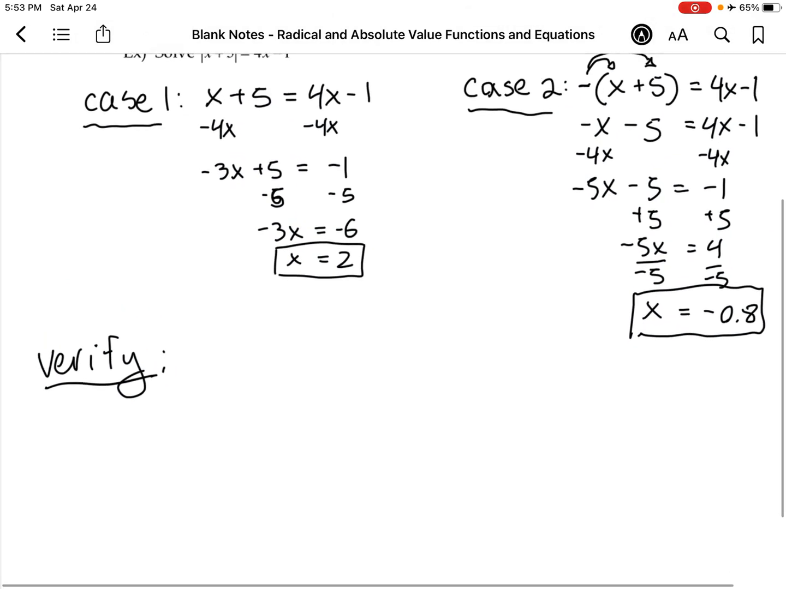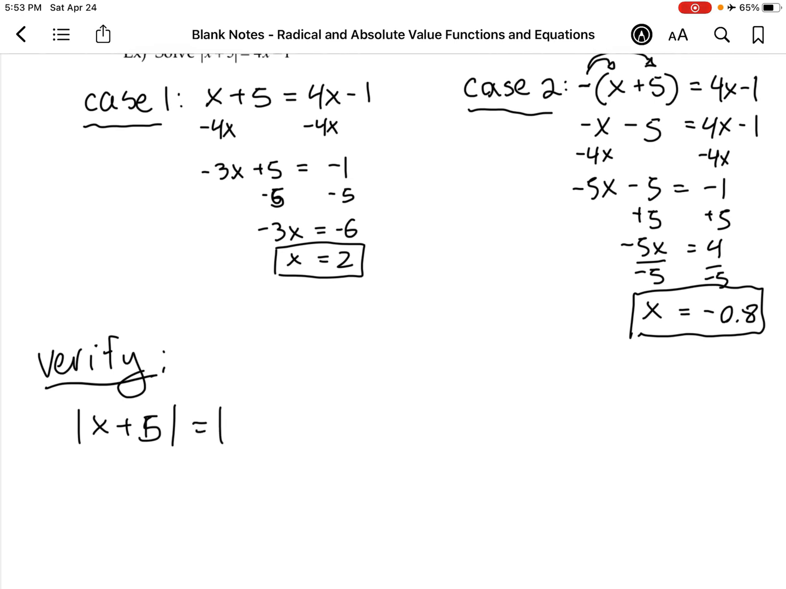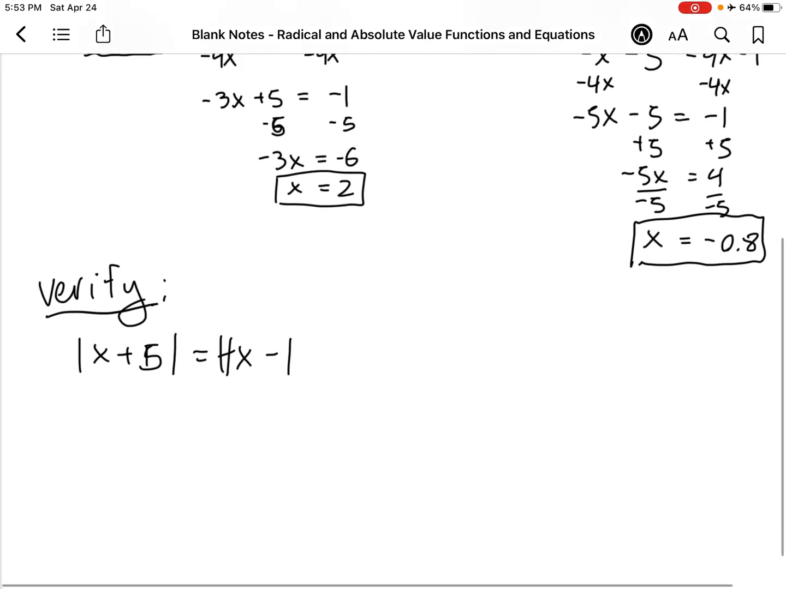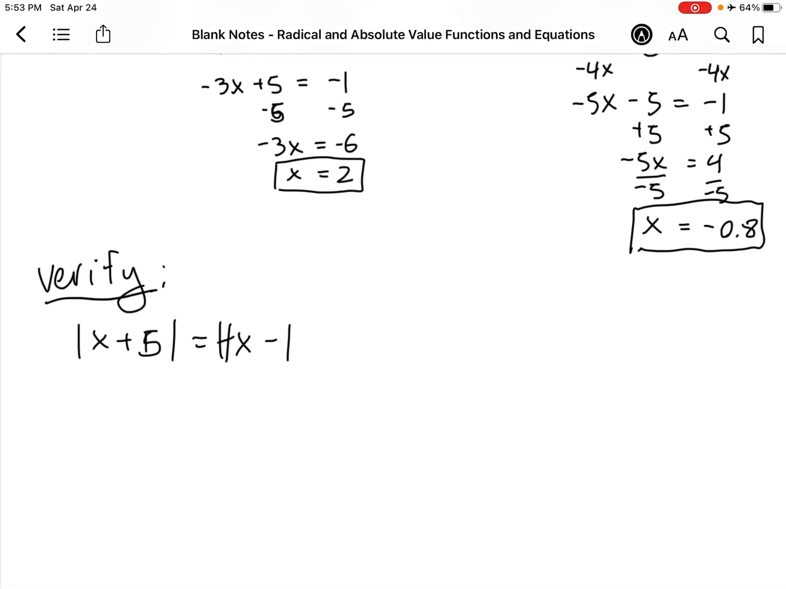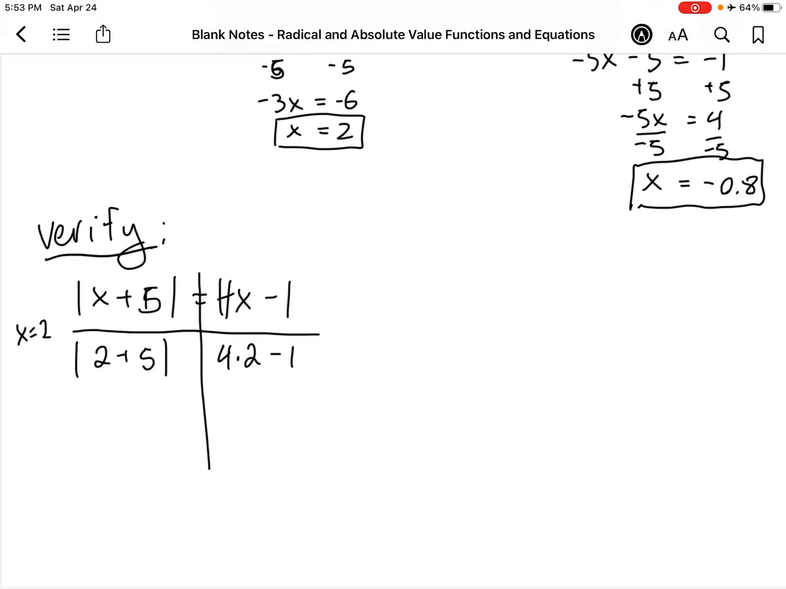All right, my original equation was the absolute value of x plus 5 equals 4x minus 1. And let's say I'm checking out x equals 2 first. So I'm going to check the absolute value of 2 plus 5, and I'm also going to check 4 times 2 minus 1. On the left side, I'm going to get the absolute value of 7, which is 7. And on the right side, I'm going to get 8 minus 1.